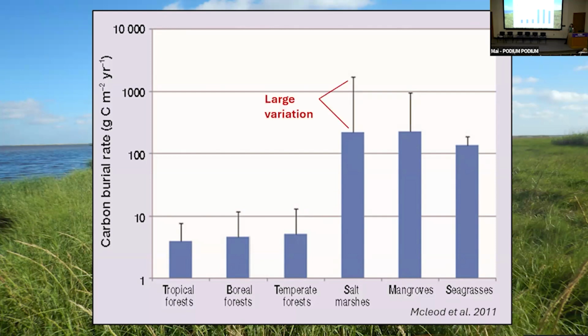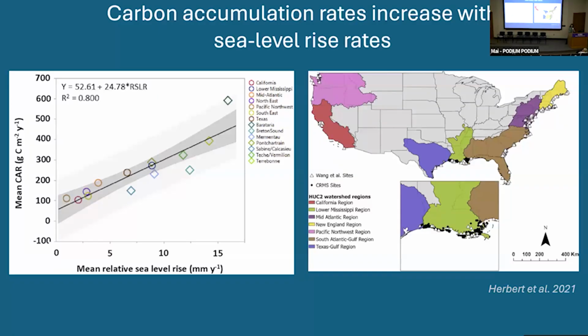The carbon burial rates on the y-axis are actually on a log scale. So if we look at the error bars, we can see, particularly for salt marshes, there's quite a lot of spatial variation. In some marshes, there have been reported carbon accumulation rates of 20 grams of carbon per meter square per year, and others over 1,500. So one of the questions for us when thinking about how to plan wetland restoration to maximize carbon accumulation rates is what's causing this really high spatial variability in carbon accumulation rates.